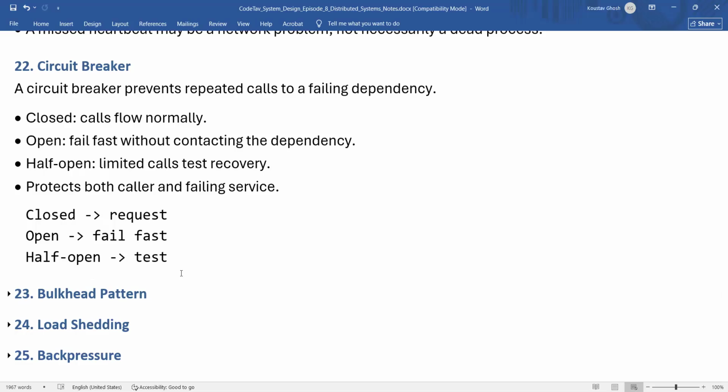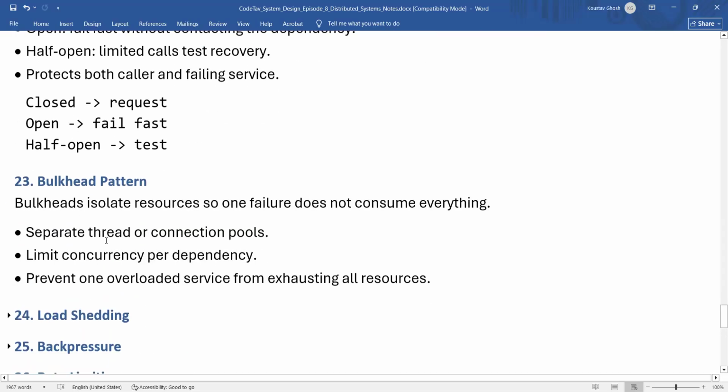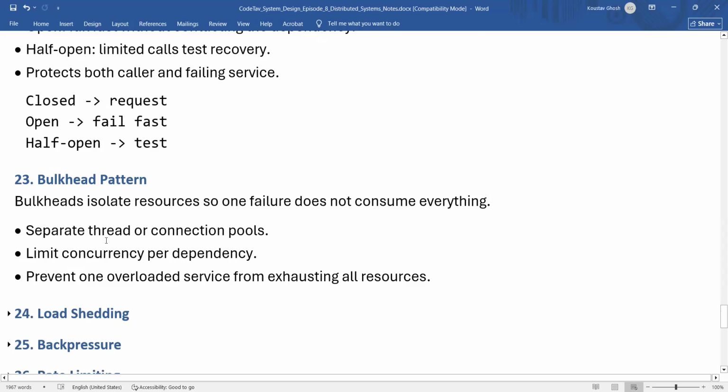Okay. Next is the bulkhead pattern. So the name comes from ships actually. Like a ship has separate compartments, right? So if one compartment gets flooded, the entire ship does not necessarily sink. So we can use the same idea in our software also.